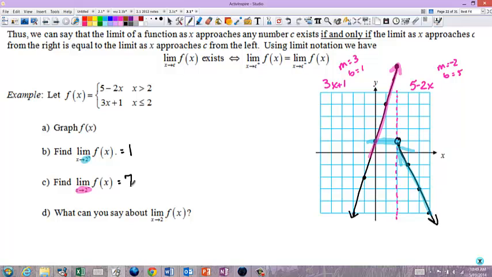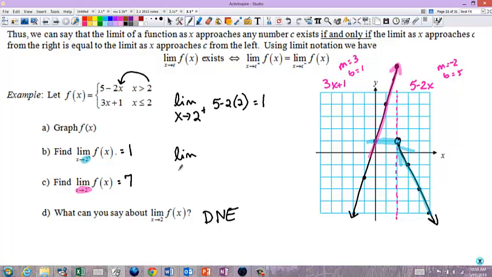What can you say about the limit as x approaches 2? The limit as x approaches 2 does not exist. Now you could have done this question without drawing it. If you had looked, the limit as x approaches 2 from the right, well, I'm going to be on the right side of 2, so I'm going to be greater than 2. I could have plugged the 2 in right there. 5 minus 2 times 2 would have given me 1.